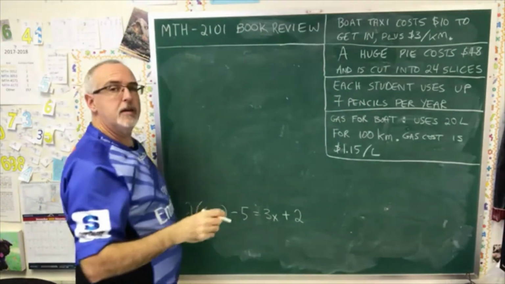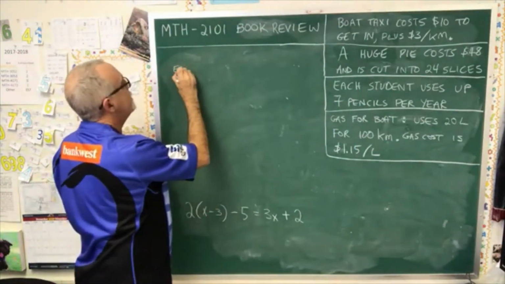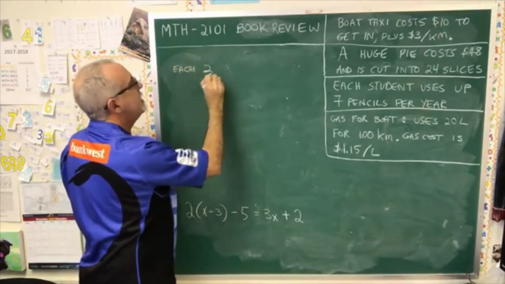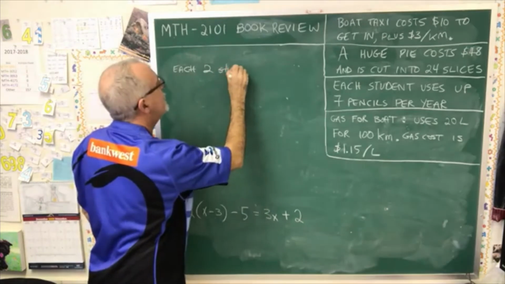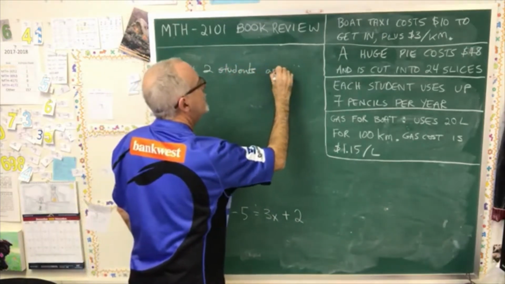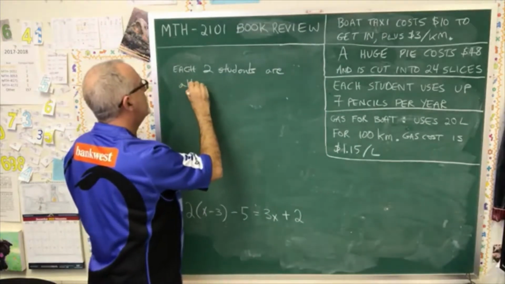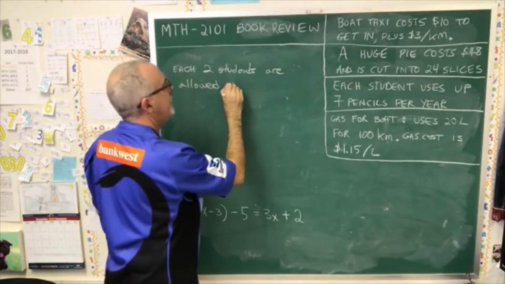How about a lab situation where each pair of students, because the students do their labs in pairs, are allowed five Petri dishes.